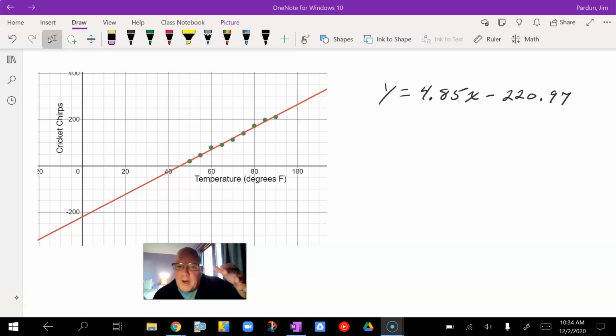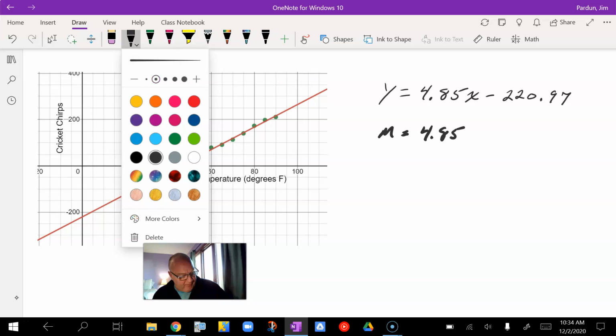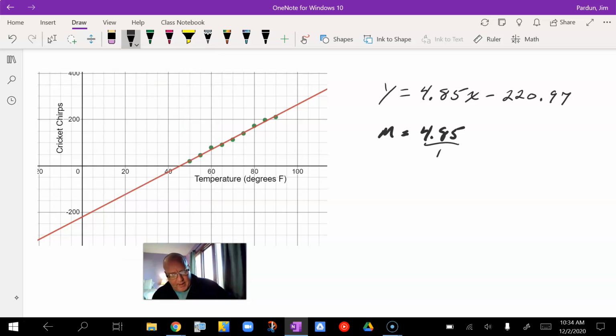So let's go back to this problem that talked about the temperature versus the number of chirps that a cricket gives. And we're going to analyze this at a little bit deeper level. So let's first start with the slope. The slope here, m, is 4.85. Now I can think of that as being 4.85 divided by 1, which means the graph is going to rise 4.85 units and run 1 unit.